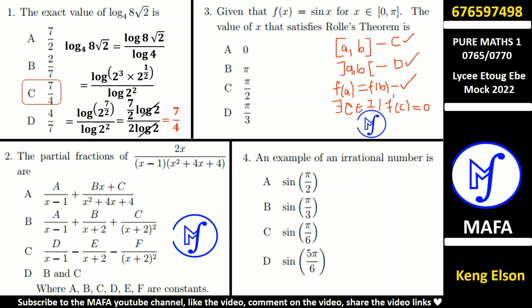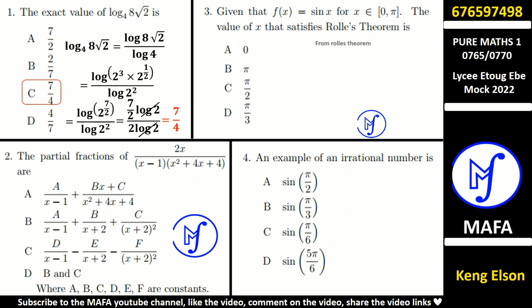So guys, we are going to use this to now get the value of that constant, or the value of x for which this function satisfies the Rolle's theorem. Alright, so from the Rolle's theorem we have that since our 3 conditions have already been satisfied, there is going to exist a constant c in the interval 0 to pi, such that f prime of c is equal to 0.